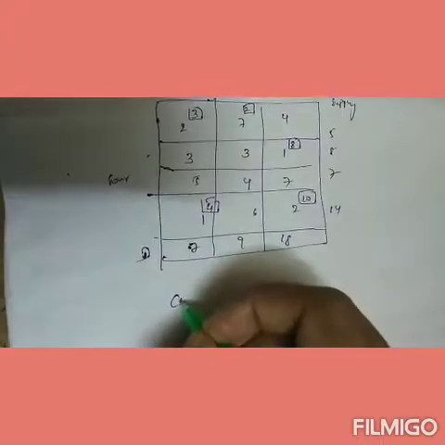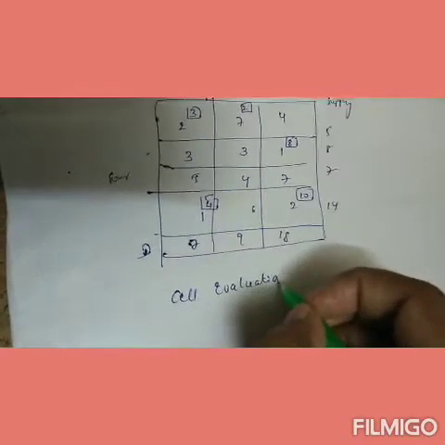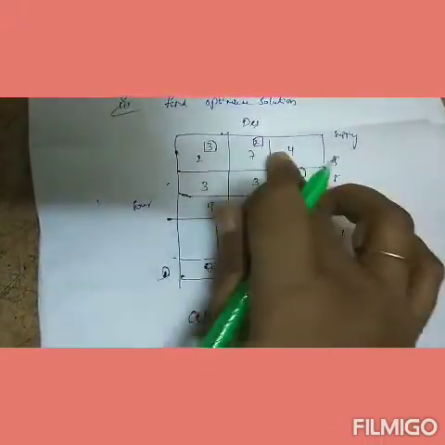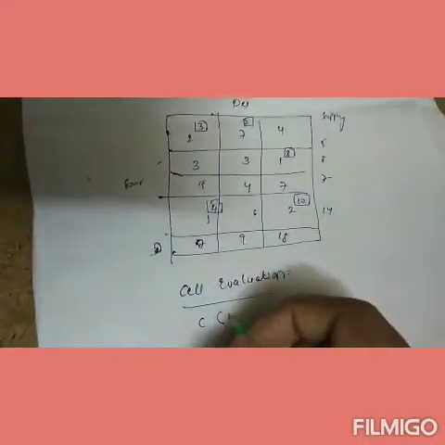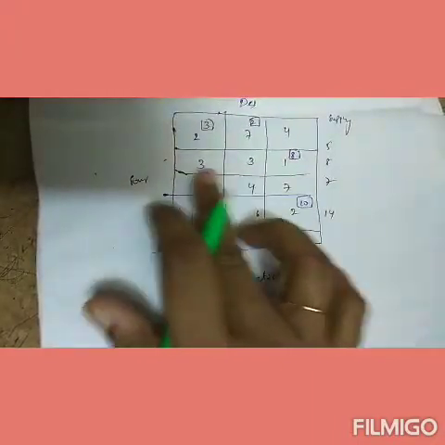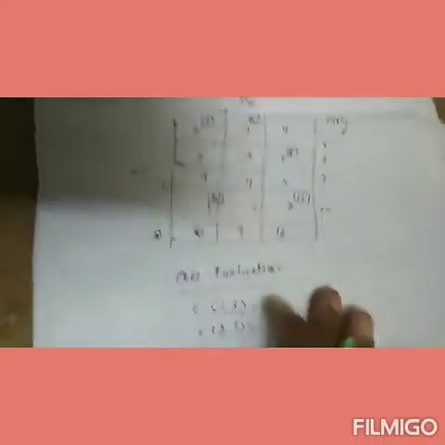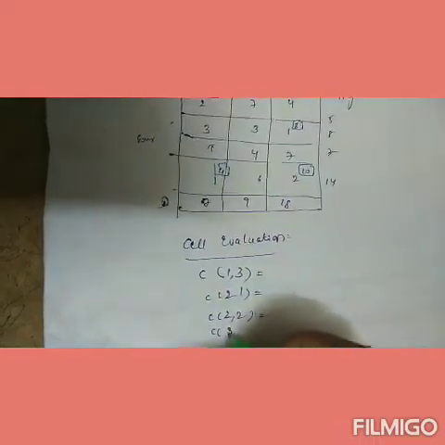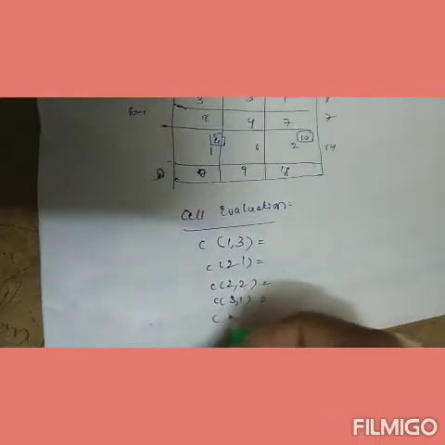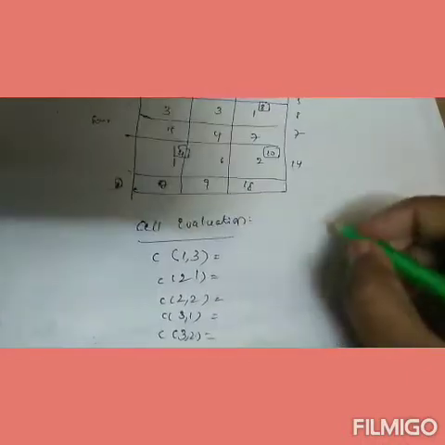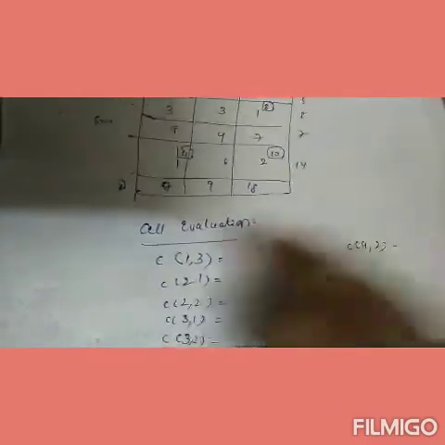Now cell evaluation. What is cell evaluation? It is for the non-allocated cells. So this is first row, third column, C13, and next the non-allocated cells: second row, first column, and second row, second column, and next third row, first column, third row, second column, third row, third column. Okay, and this is fourth row, second column. So this is our cell evaluation.